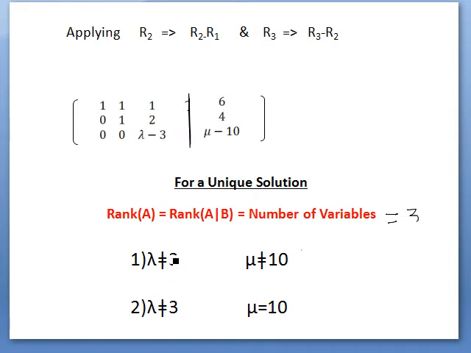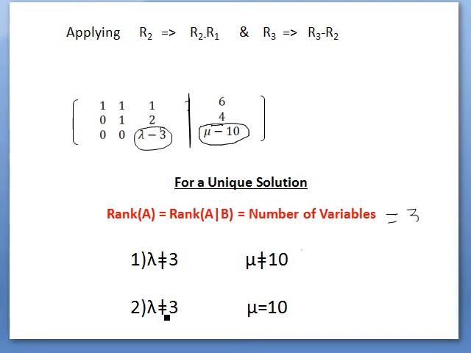first possibility is lambda not equal to 3. Suppose lambda is not equal to 3, so this element will become non-zero. If it becomes non-zero, then the rank of matrix A will automatically be 3. Next is mu not equal to 0, so this element will also become non-zero. Then the rank of the augmented matrix will also be 3. So this is the first possibility.